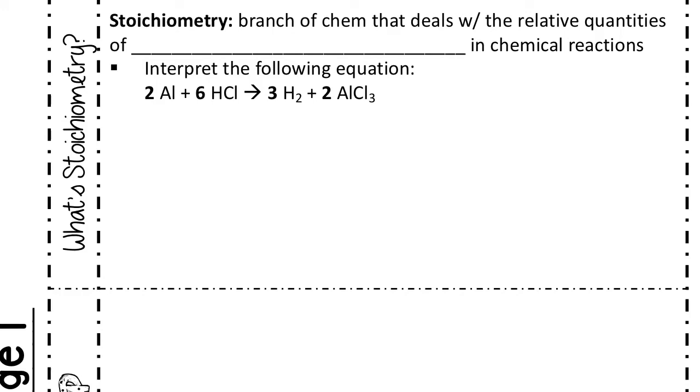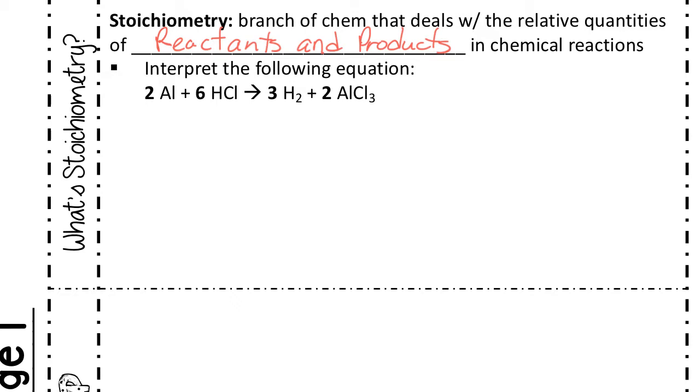Okay, welcome to lesson 1 of stoichiometry. That's the branch of chemistry that deals with the relative quantities of reactants and products in chemical reactions. Now, we've been balancing equations, so you've seen a lot of equations at this point.